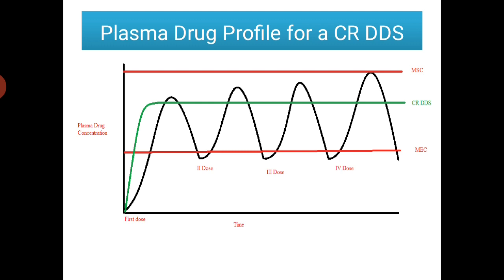It maintains a constant speed. It maintains a constant rate. At this constant rate, the drug delivery system releases the drug molecule, and this we call a zero order process. And the delivery system that releases the drug molecule by a zero order process, we call a controlled release formulation.